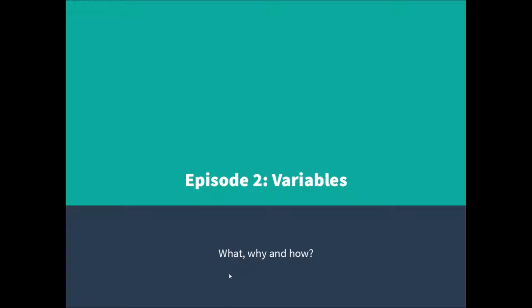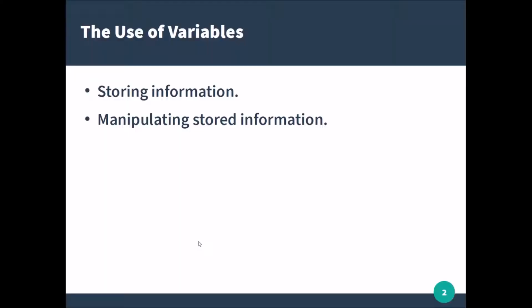In this episode, we will learn about variables: what they are, what we use them for, and how to make them. Variables are used in programming to store information for later use. We keep the values safe so that at a later stage we can manipulate them in some way, for example by outputting them, or by performing some other kind of operation.